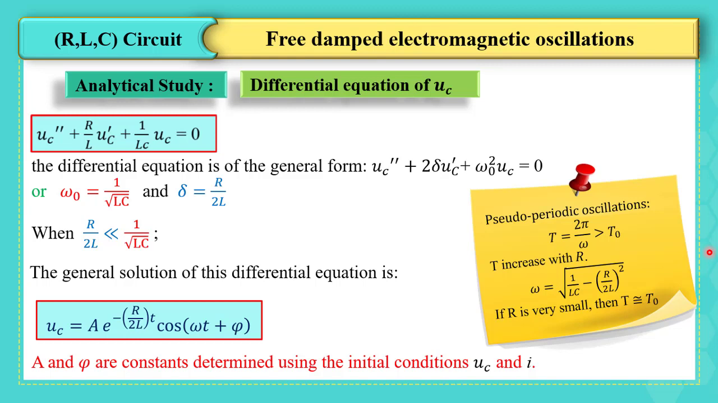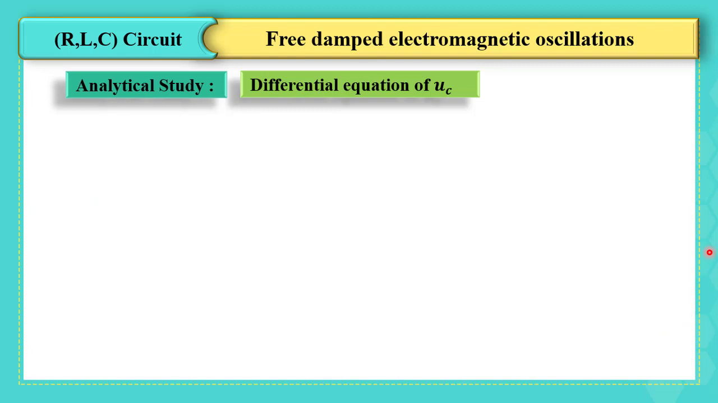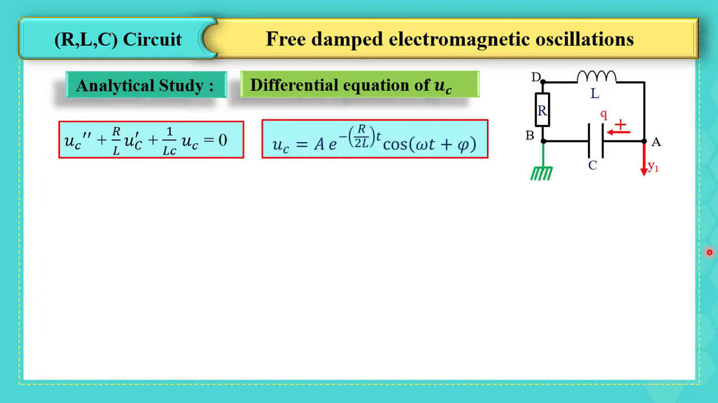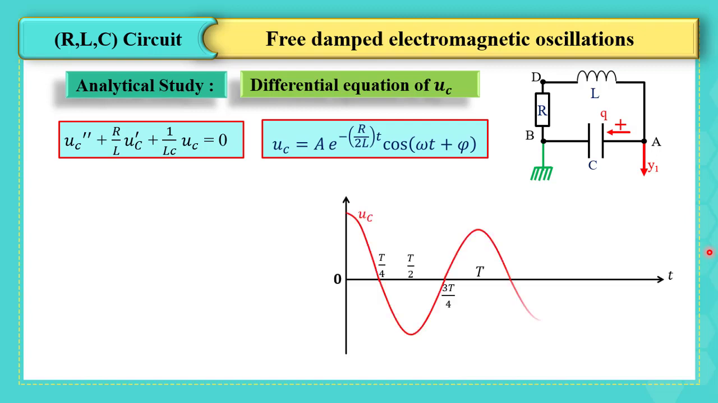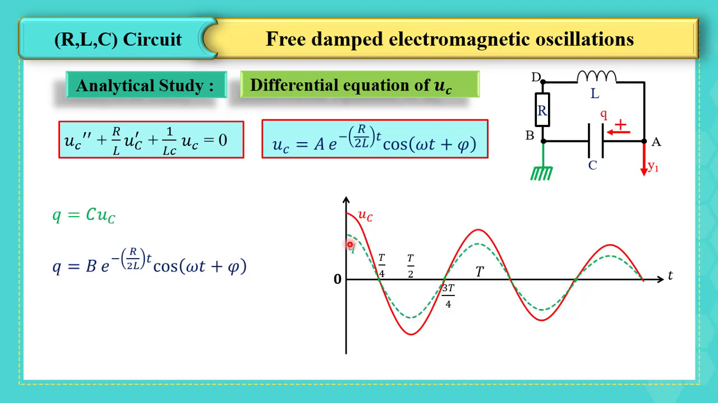Now, after defining the solution, we can make a graphical study for U, Q, and I. It's clear from the solution that the amplitude is an exponential function. Representing it, we can find that it decreases with time. Besides, it starts from maximum since it was initially charged. What about the variation of Q as a function of time? Q equals to C UC. Where C is a positive constant, then Q and UC are always of the same variation, but they differ with the amplitude.